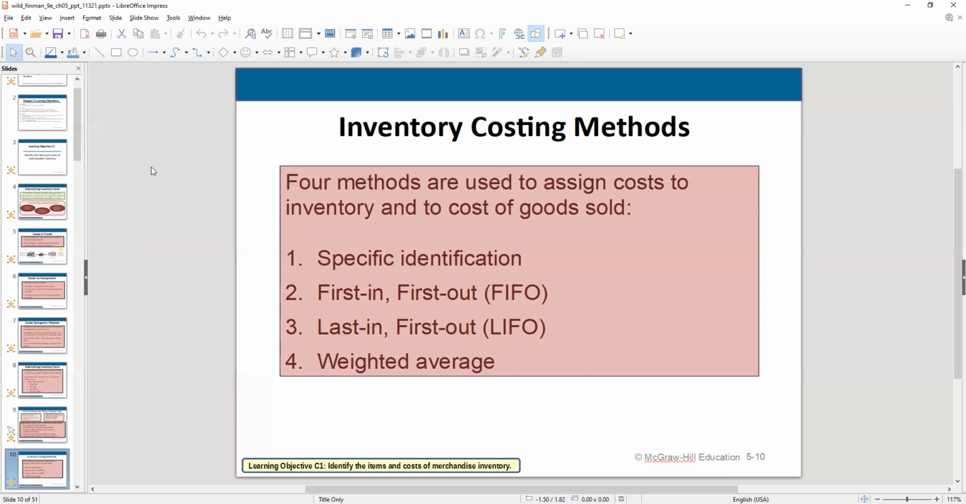Believe it or not, last in, first out is popular with some companies, and we'll talk about that when we get into that particular one. And weighted average, you're essentially recalculating the items you have in inventory every time you bring some in and buy them, or when you go and sell them.